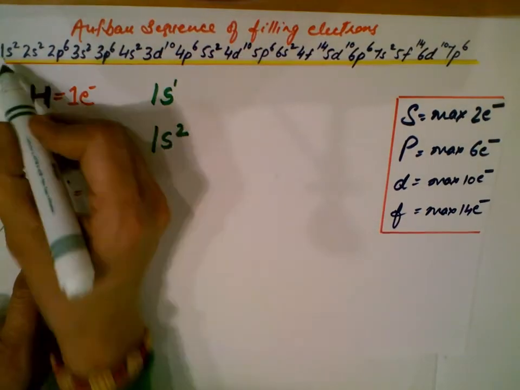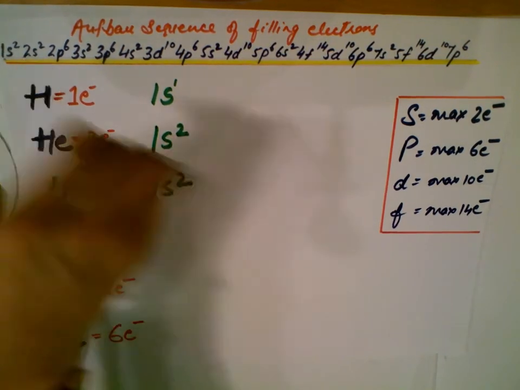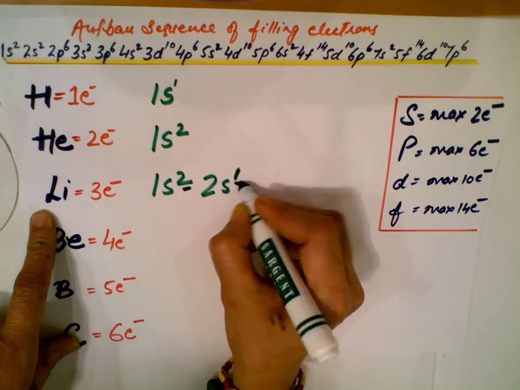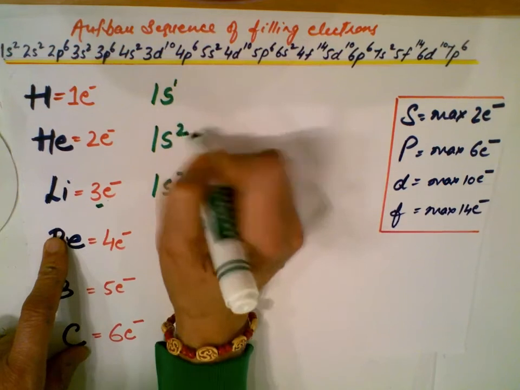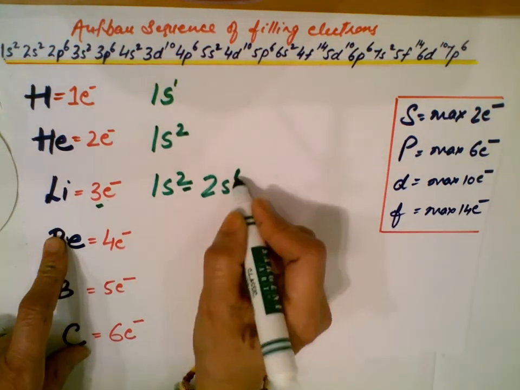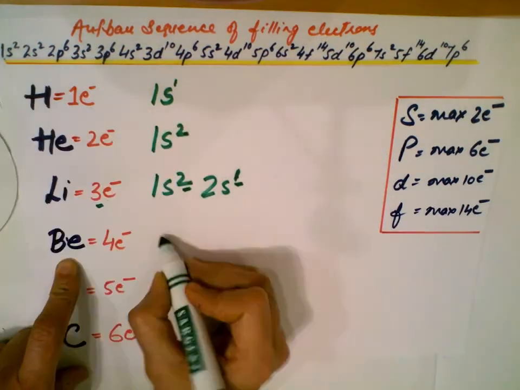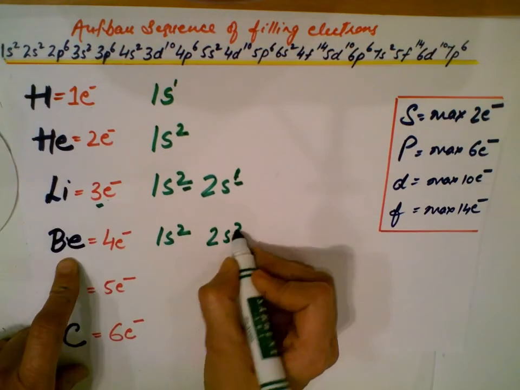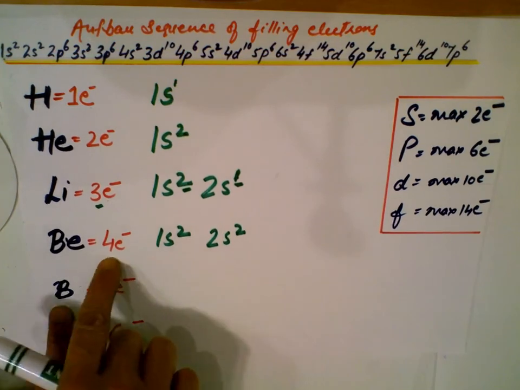For lithium, I start from here. Lithium is total 3. So 1s2, and then I go to the next one, 2s, and you said 1. Yes, because 2 plus 1 is 3. These numbers at the top, these superscripts, are the electrons. 2 plus 1 is 3. For beryllium, it is total 4. So again, I start from here, 1s2, 2s2, and I stop here. 2 plus 2 is 4, and this is my 4 electrons.